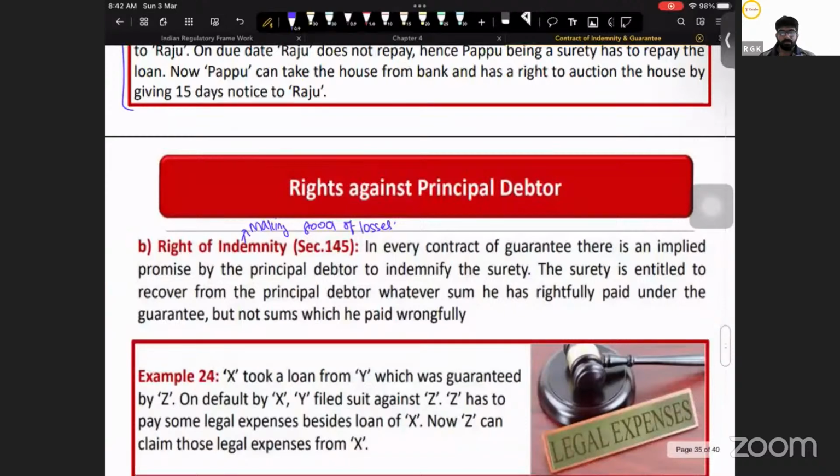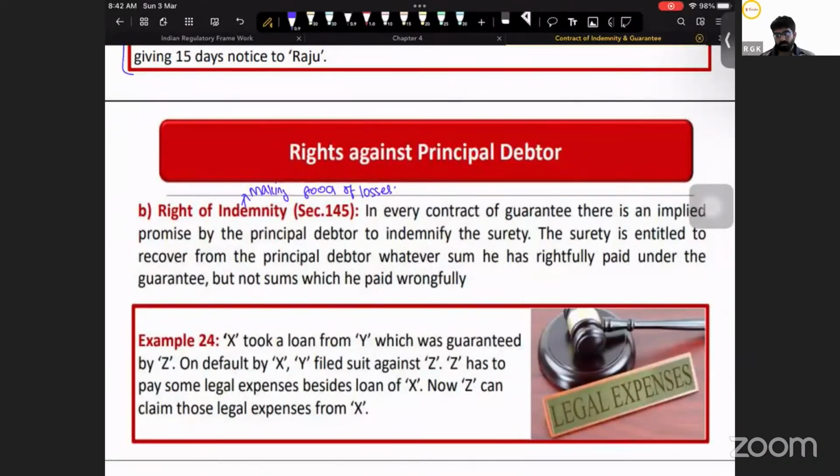Sometimes, in order to recover the debt, the creditor may sue the principal debtor, or the creditor may sue the surety. A suit might have been filed. Now, when a suit is filed, obviously the party against whom the suit is filed may have to defend the case. Since he has to defend the case, he will incur certain expenses. Lawful expenses might have been incurred for defending the case.